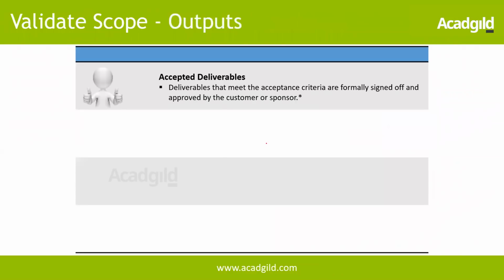So the outputs: accepted deliverables. So now the customers validate the deliverable and formally sign off on the deliverables if everything is meeting their expectations. If it is not, then probably a change request may come in if there are defects, or any other changes may be addressed via change request.